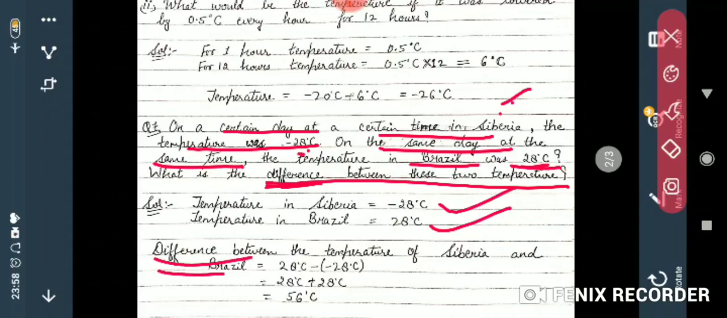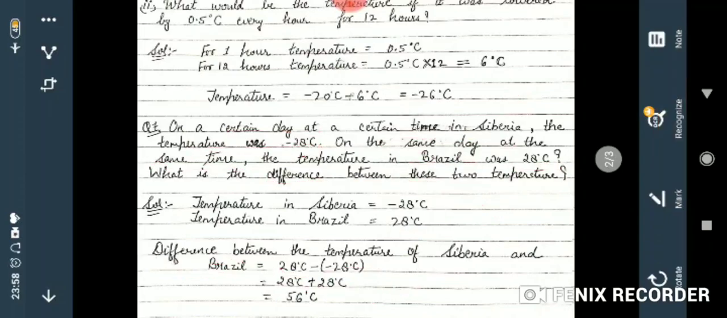So what you will do? Which one is greater? 28 degrees Celsius or minus 28 degrees Celsius? Obviously 28 degrees Celsius. So you subtract what? Smaller number from larger number. So 28 degrees Celsius minus, what you have to subtract? Minus 28 degrees Celsius. So minus minus plus. So 28 degrees Celsius plus 28 degrees Celsius, you will get 56 degrees Celsius. Understood? Because difference is asked, that's why here the negative sign was there.